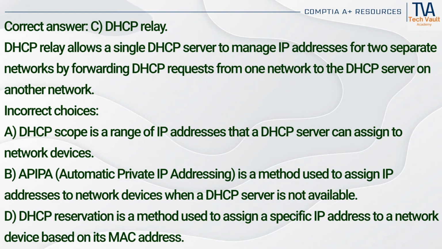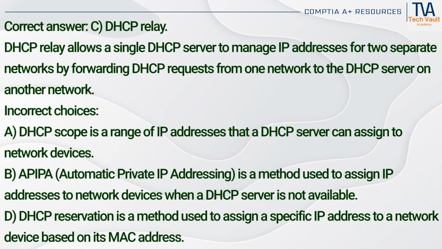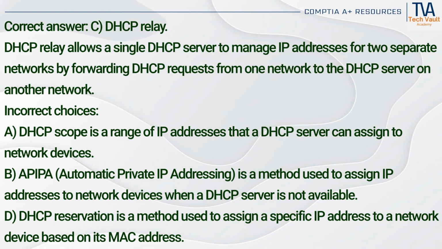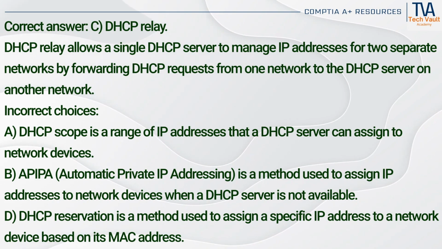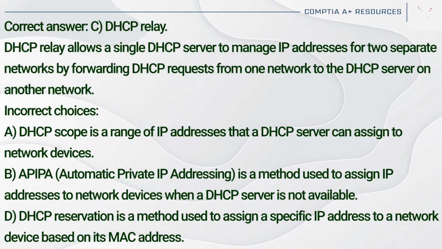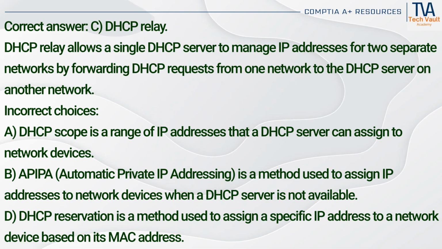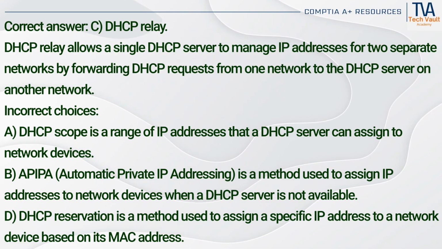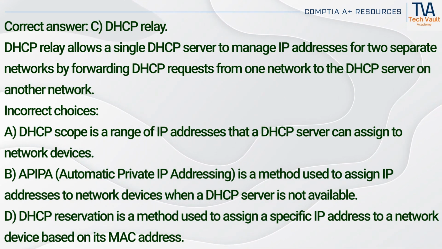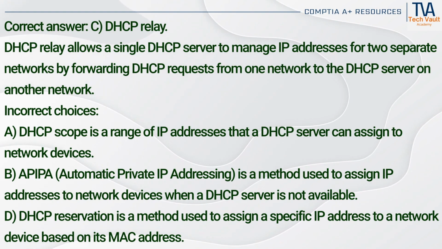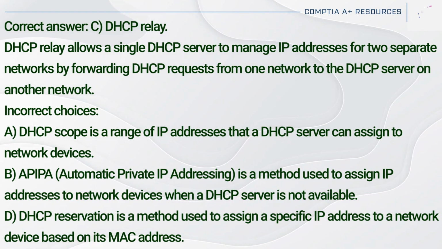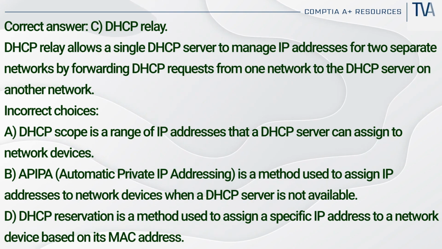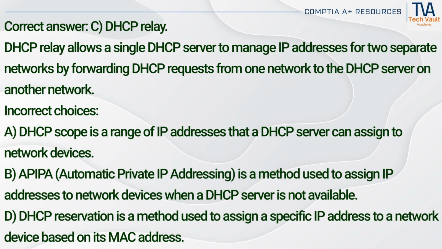Incorrect choices. A. DHCP scope is a range of IP addresses that a DHCP server can assign to network devices. B. APIPA, automatic private IP addressing, is a method used to assign IP addresses to network devices when a DHCP server is not available. D. DHCP reservation is a method used to assign a specific IP address to a network device based on its MAC address.